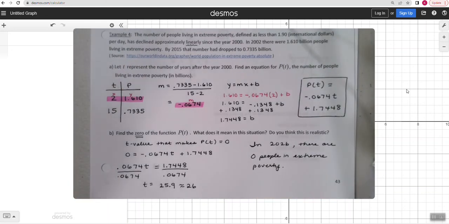Now, given that we're very close to that year now, just a couple years away, right? Do you really think that's realistic? Unfortunately, it probably is not. So at this stage, I think this is probably unrealistic. Our model is probably broken down by now.